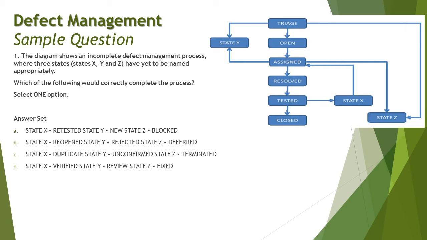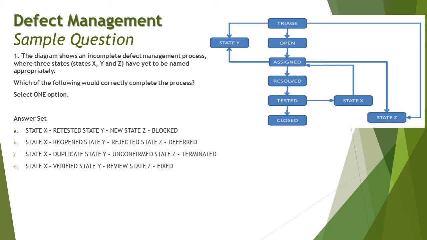Now coming to state Y, state Y has two-way communication from 2 different stages. That means from triage to state Y and from assigned to state Y. There is a possibility that the defect you have raised cannot be reproduced by the developer, or probably it was a misunderstanding of the tester when the tester reported this defect, or probably a false positive or false negative. Then the only thing which can happen in that case is rejected.